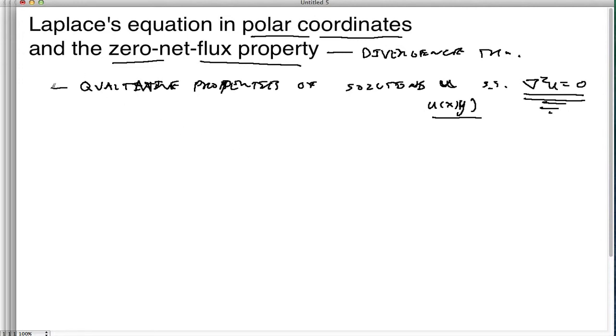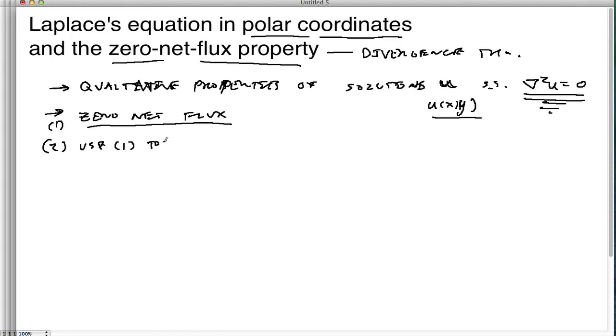We know that it's the equilibrium temperature distribution. We also know it's the electrostatic potential. There's lots of interesting things about solutions to the Laplace equation. One of those is this idea of a zero-net flux, and we're going to talk about that. So let's achieve that goal right now. That's the first thing we're going to do. And the second thing, we're going to use that.